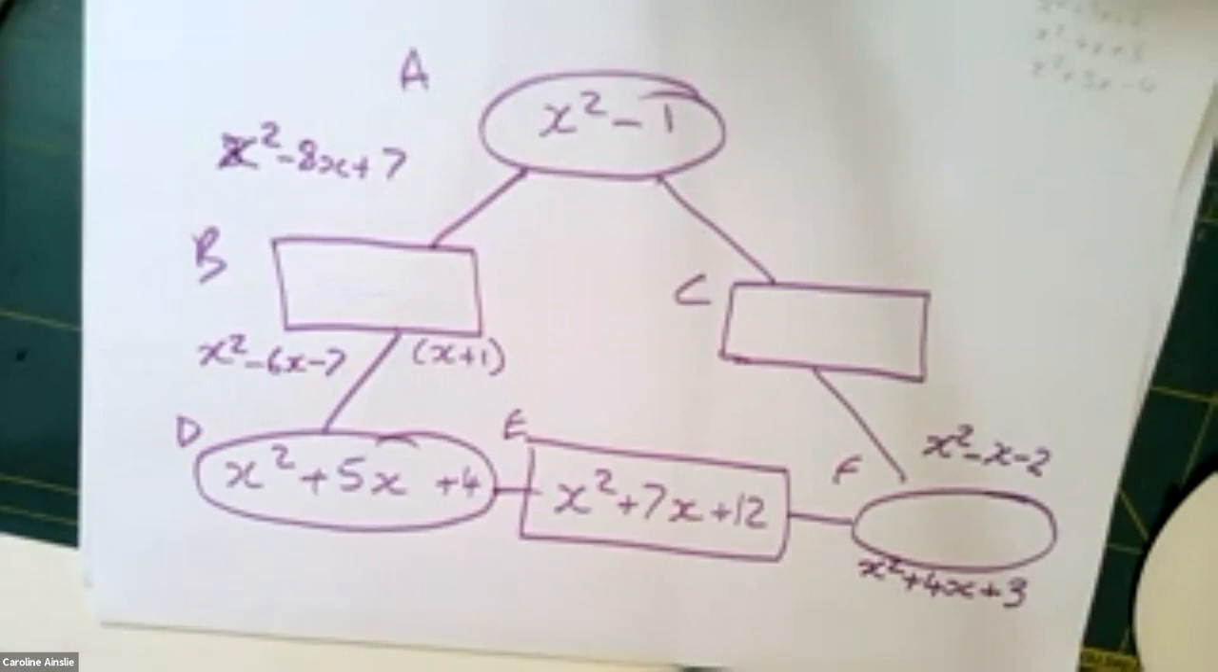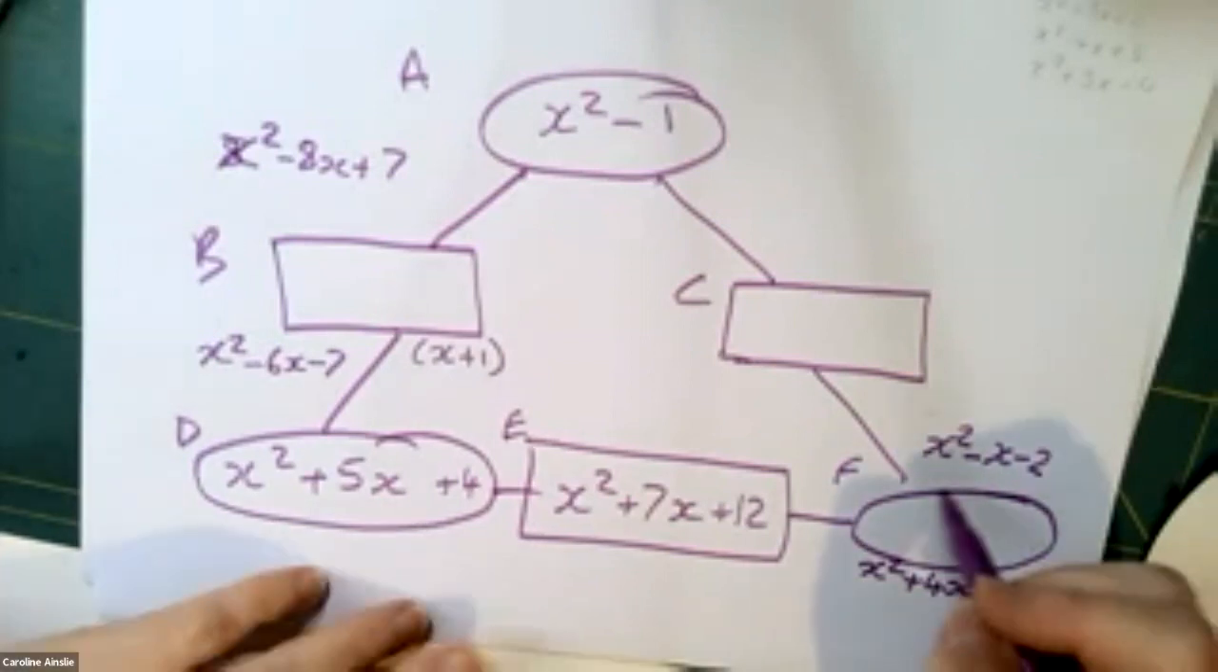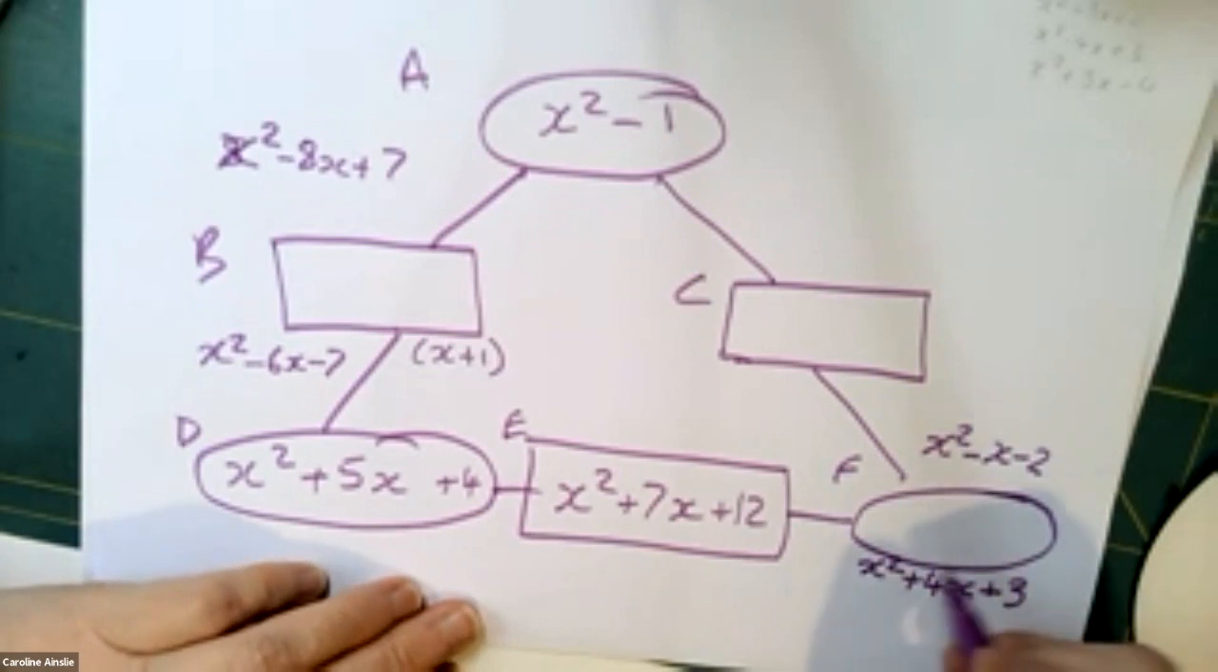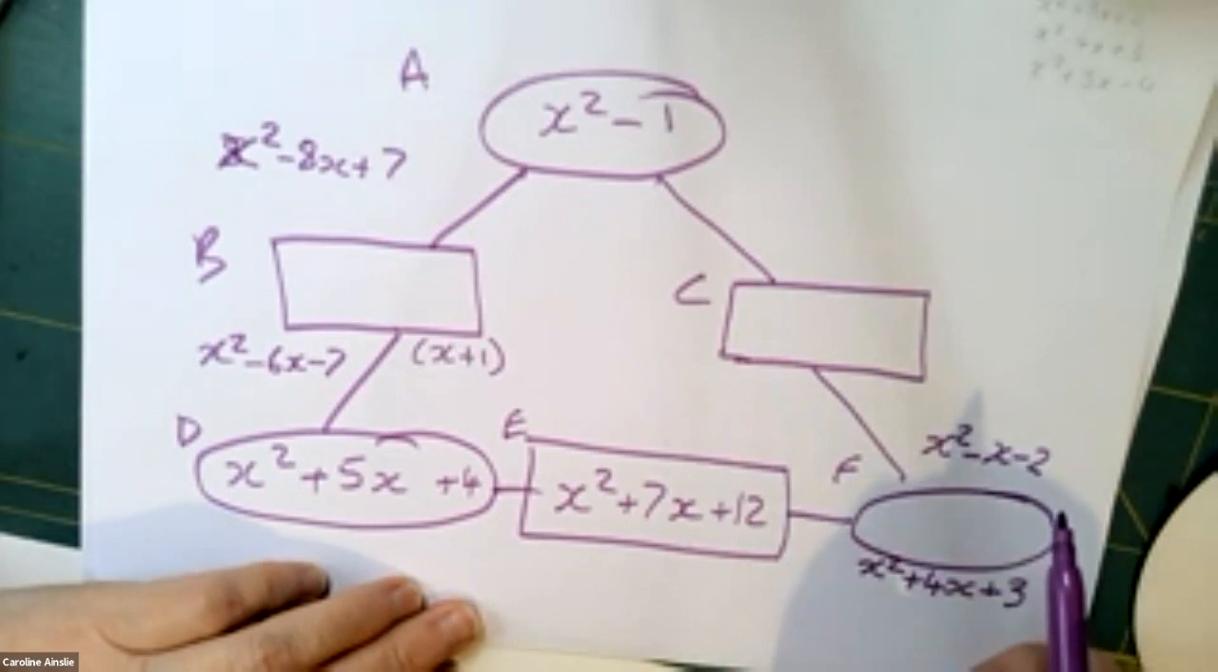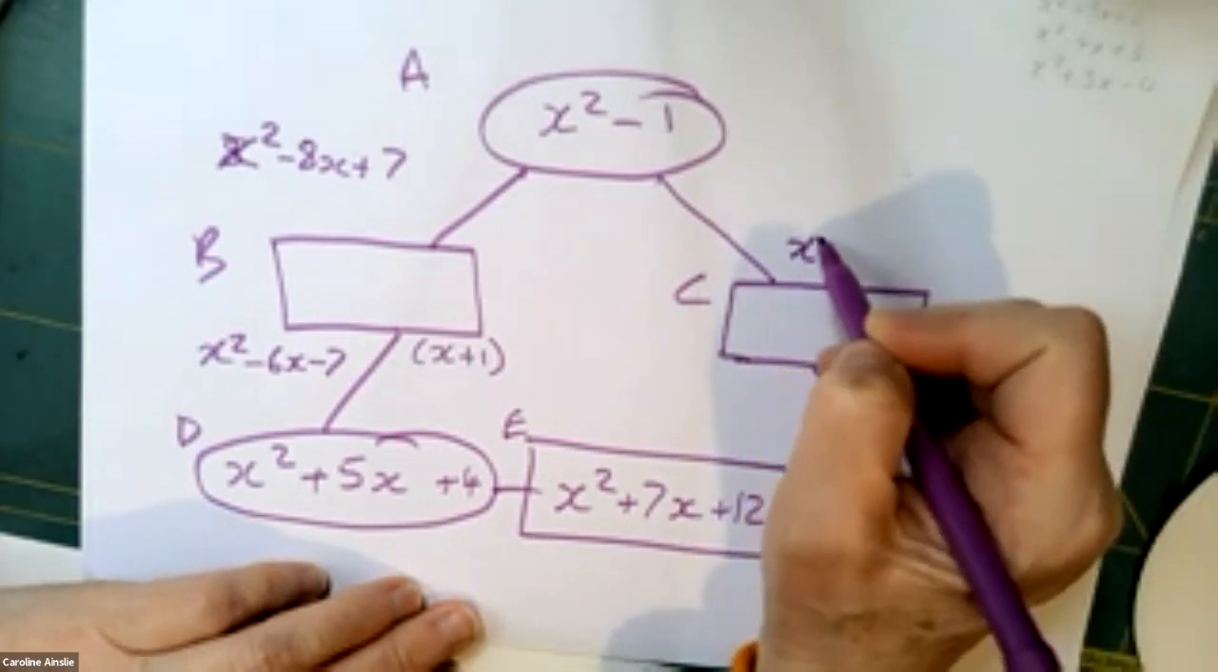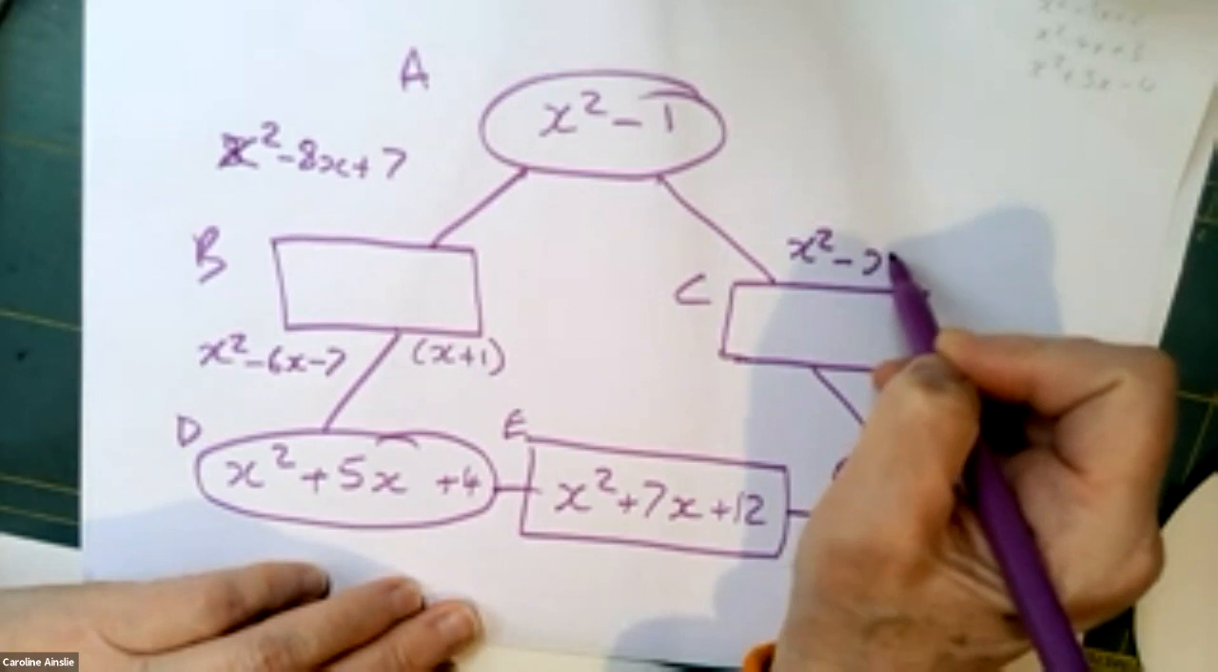Now, F has been suggested as x squared plus 4x plus 3, which is x plus 3 times x plus 1, which makes x plus 1 common along the bottom and common between A, C, and F. We need something for C, and Antoinette has given us x squared minus x minus 2 there. That's for C, x squared minus x minus 2.